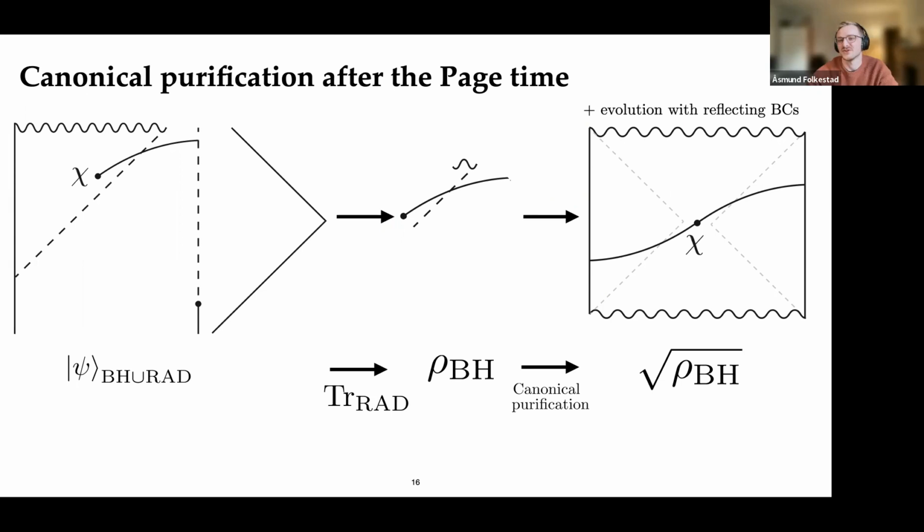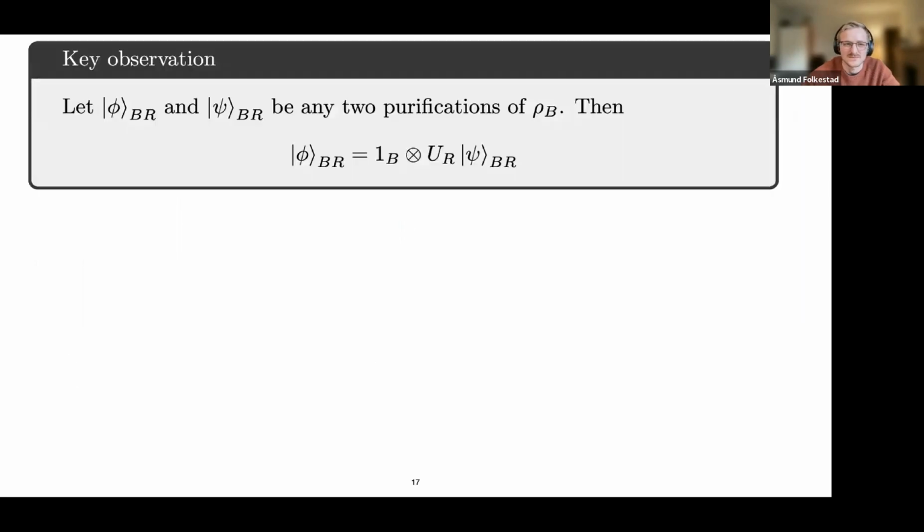Here we also chose to evolve with reflecting boundary conditions, but our story doesn't really depend on what boundary conditions you choose, but it's conceptually simplest to choose reflecting boundary conditions. Good, so we see we get a wormhole. And now comes a key observation.